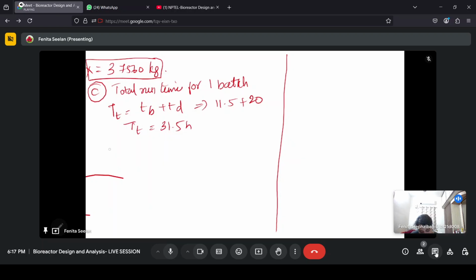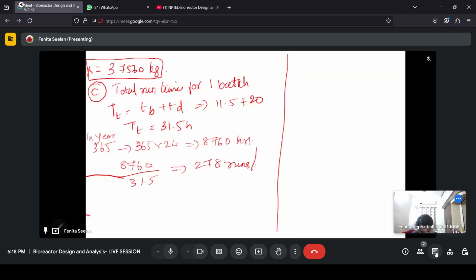So we know in a year we have 365 days, which is how many hours? 365 into 24, it's around 8760 hours. So it's around 278 runs per year.